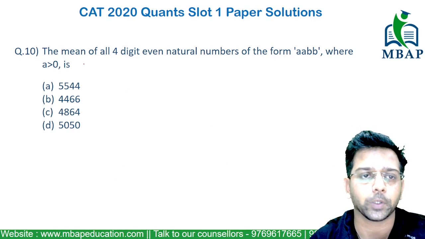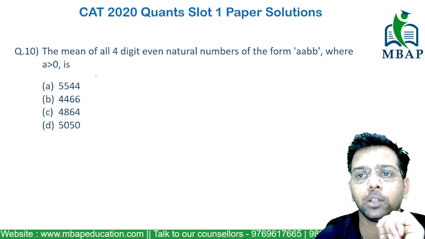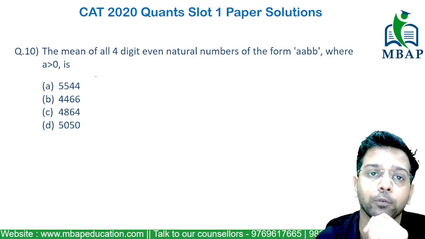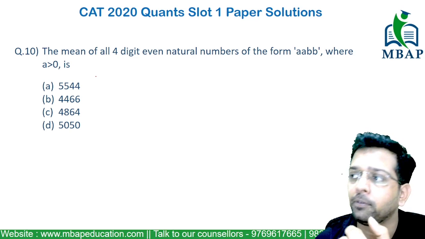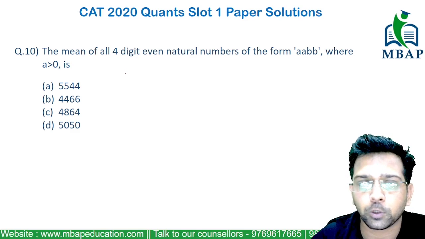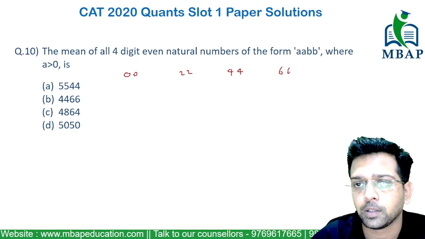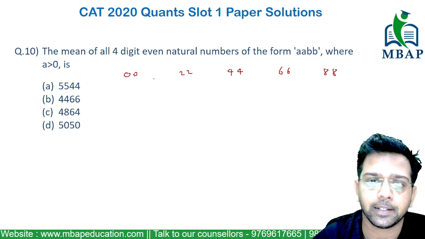Let's have a look at the next question. The question says, find the mean of all the 4-digit even natural numbers that form AABB. You have to find even natural numbers, so the last digit should only be one of 0, 2, 4, 6, 8, and the last 2 digits are also the same. So the possible last 2 digits could be 00, 22, 44, 66, and 88.